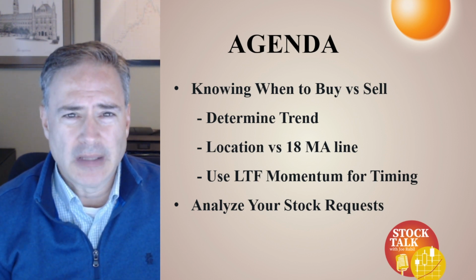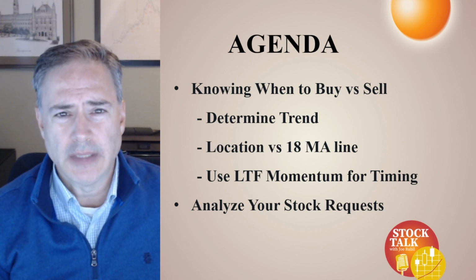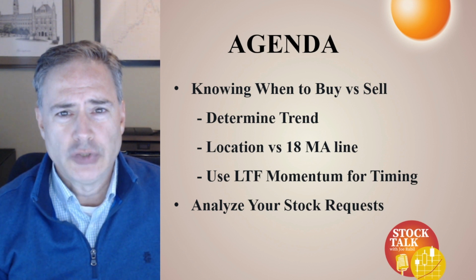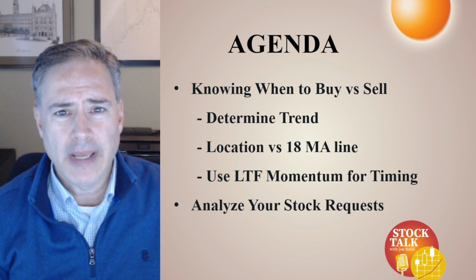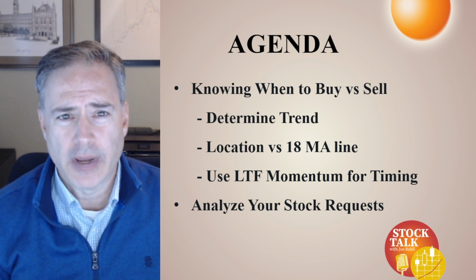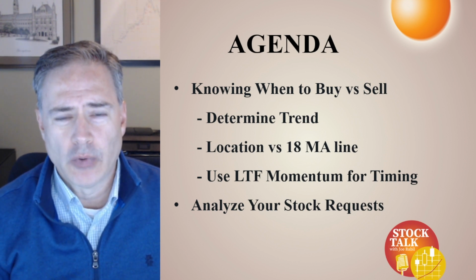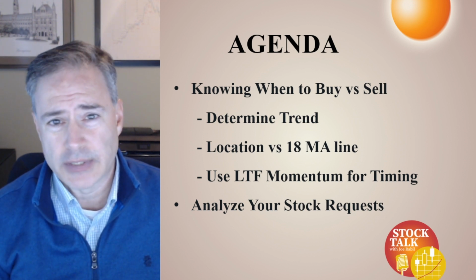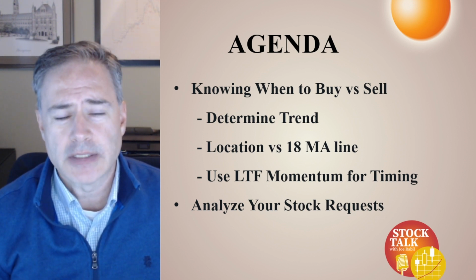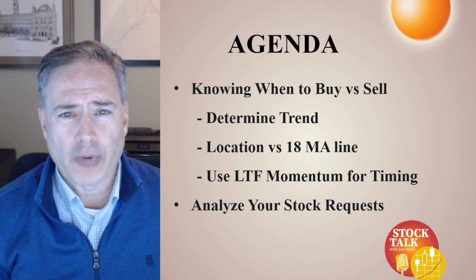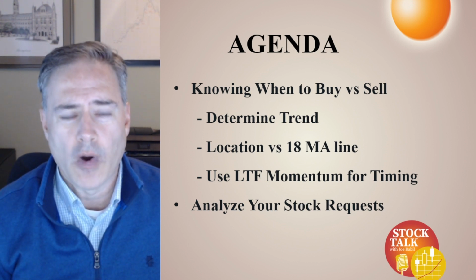A lot of it has to do with using a higher time frame trend and knowing where you are in relation to that trend to know what you should be thinking. So we want to determine what the trend is. Number one, is it an uptrend, is it a downtrend, or is there no trend at all? Is it sideways? And then we want to look at price and its relationship to the 18 MA. You can use a 20 if you want.